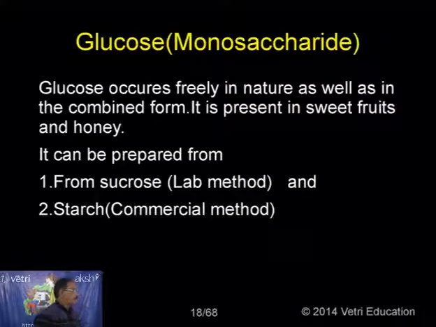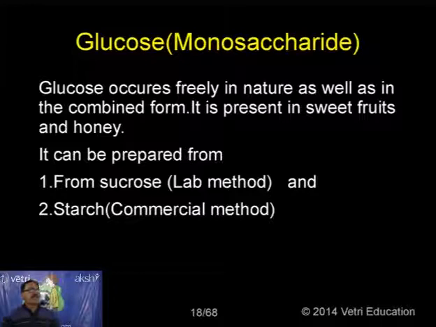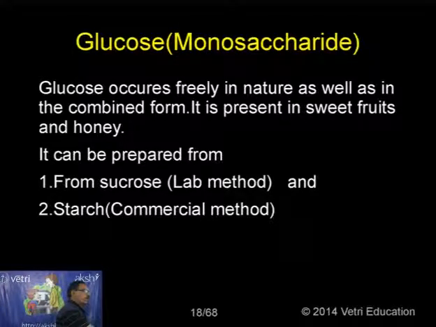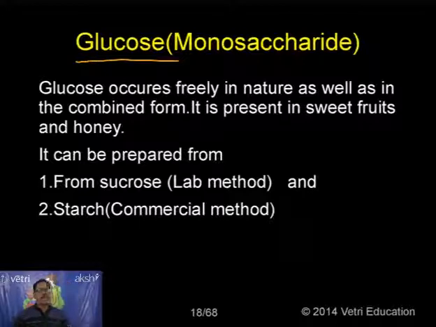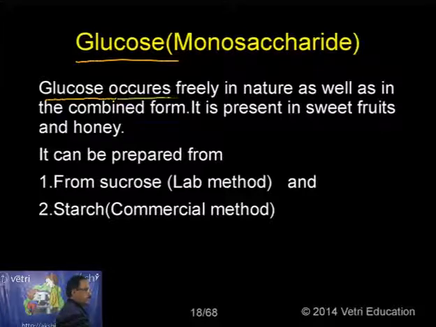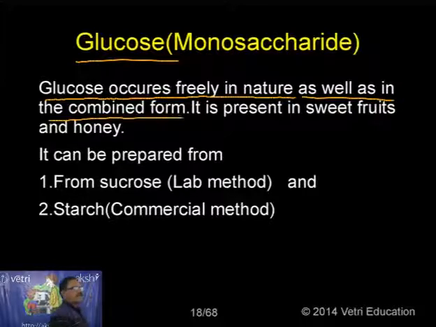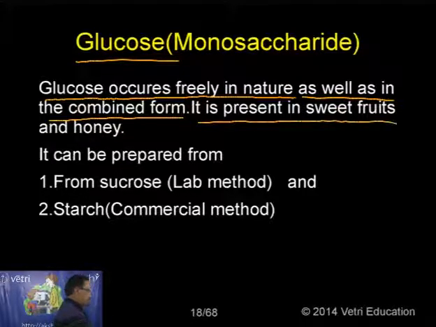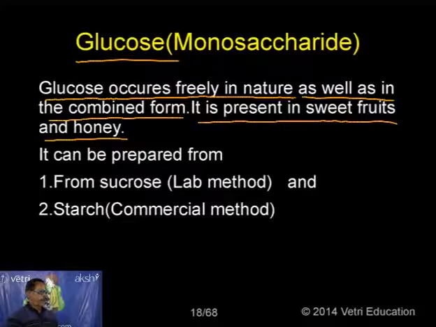Next one. So let me concentrate now. Under the monosaccharides, the first member I am going to take is glucose. I want to discuss glucose, which is a monosaccharide. Glucose occurs freely in nature as well as in the combined form. It is present in sweet fruits and honey. This is the most important information.